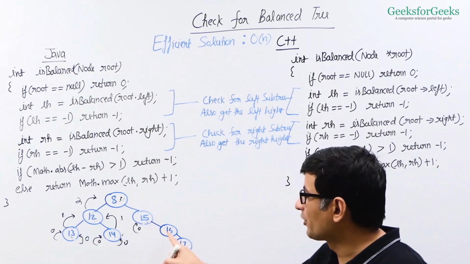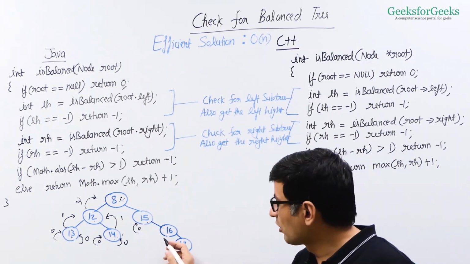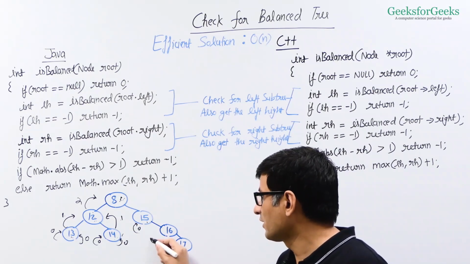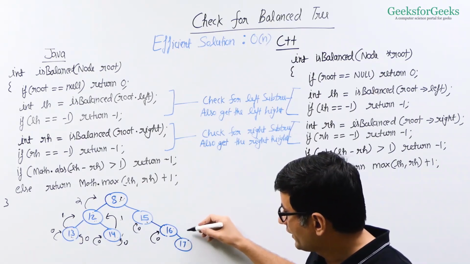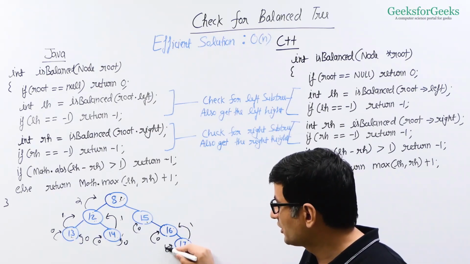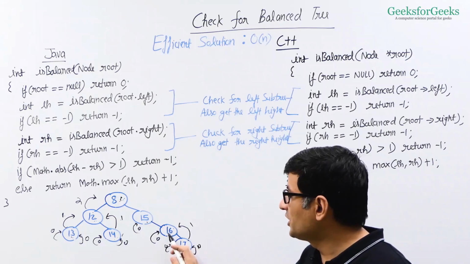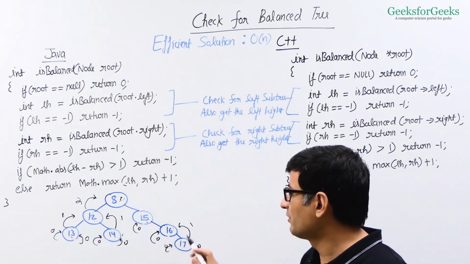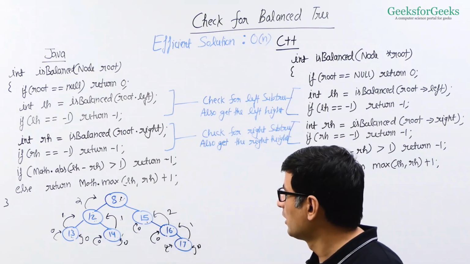Now it's going to call for the right subtree, and the right subtree is 16. Right subtree is going to call for the left of it, which is null, so it's going to return 0. Now this is going to call for the right of it, which is the leaf, so it's going to return 1. Its left will return 0, right will return 0. It will take the maximum of these two and will return 1. Now 16 is going to take the maximum of 0 and 1, which is 1. It's going to add 1 to it and it's going to return 2.